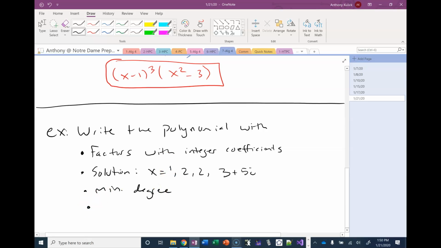Actually, I'm going to make that a 1/2. So let's say I want to write the polynomial where I have factors with integer coefficients, has the solutions 1/2, 2, 2, and 3 plus 5i, has a minimum degree, and a leading coefficient of 6.